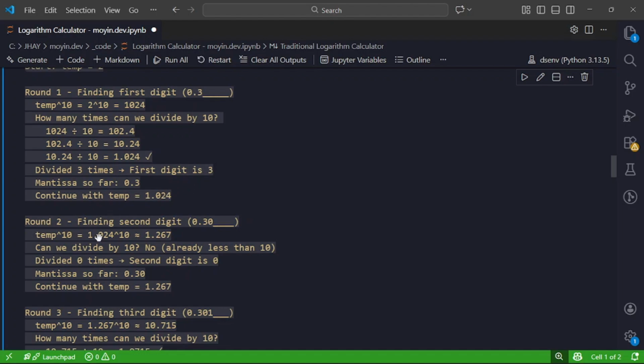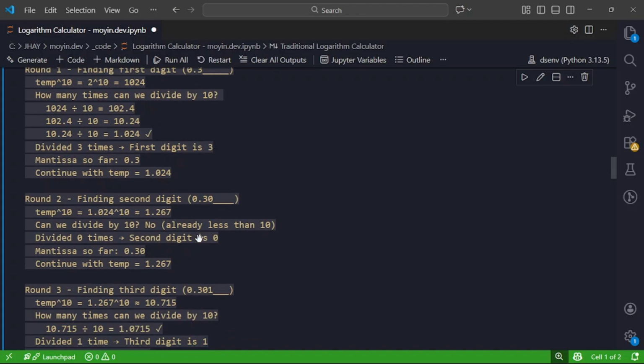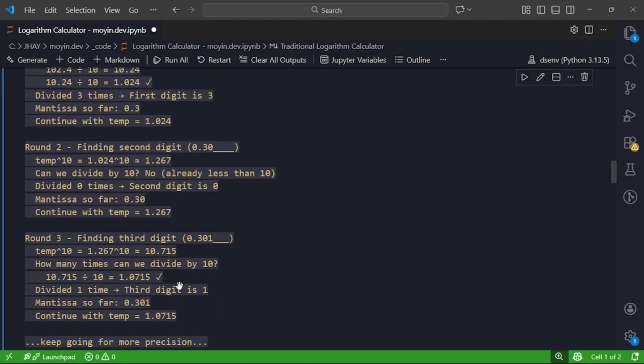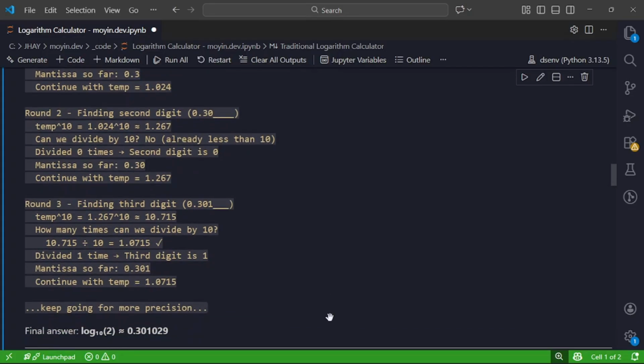Now, 1.024 raised to power 10, we get 1.267. It is not divisible by 10. Because of that, the second digit is 0. We continue with our temp. We raise that to 10. You get this. This is divisible by 10 one time. Then you continue that way. That is the simple logic behind getting the mantissa of a logarithm.